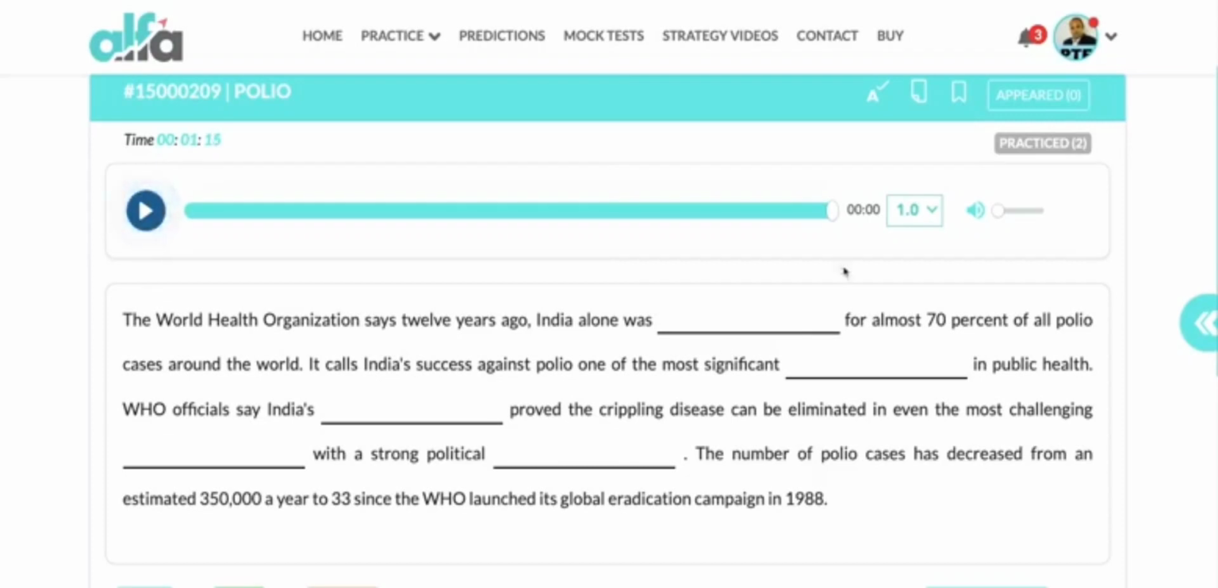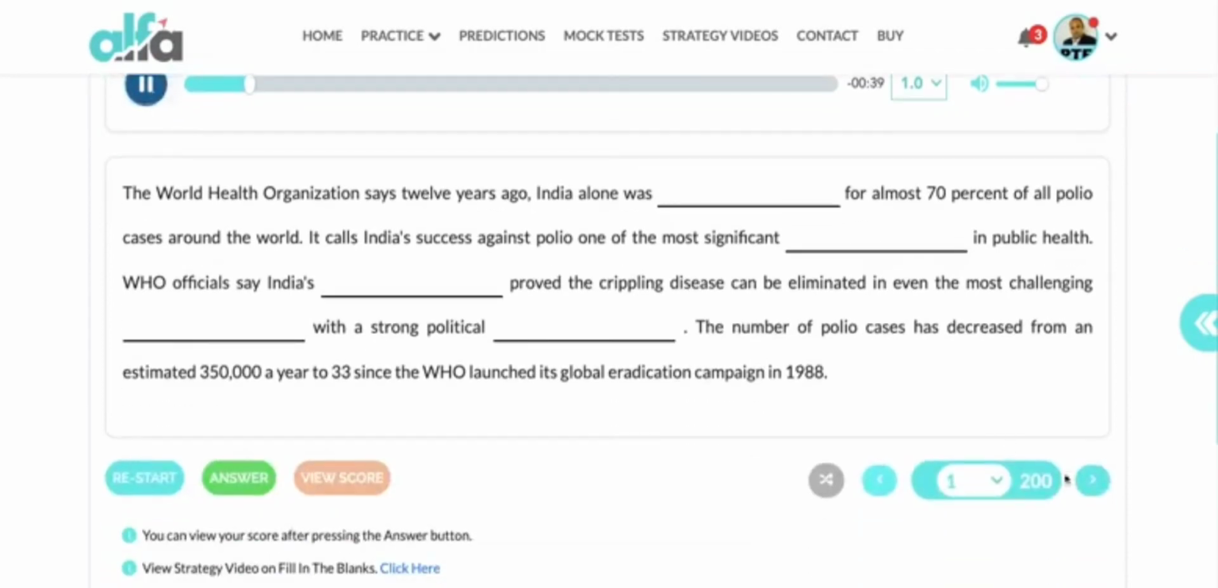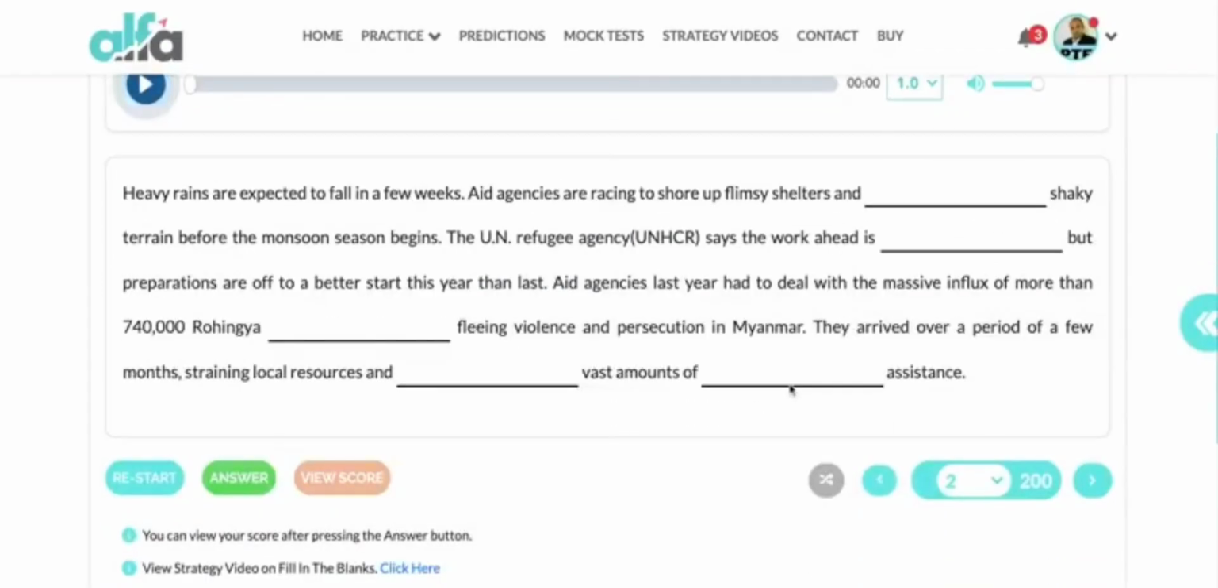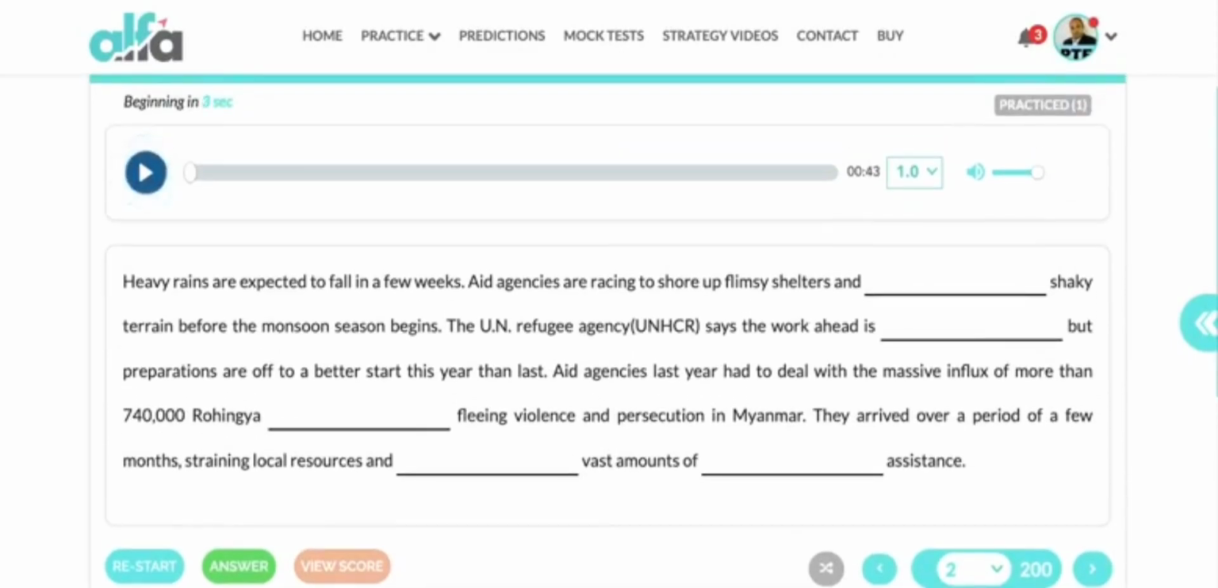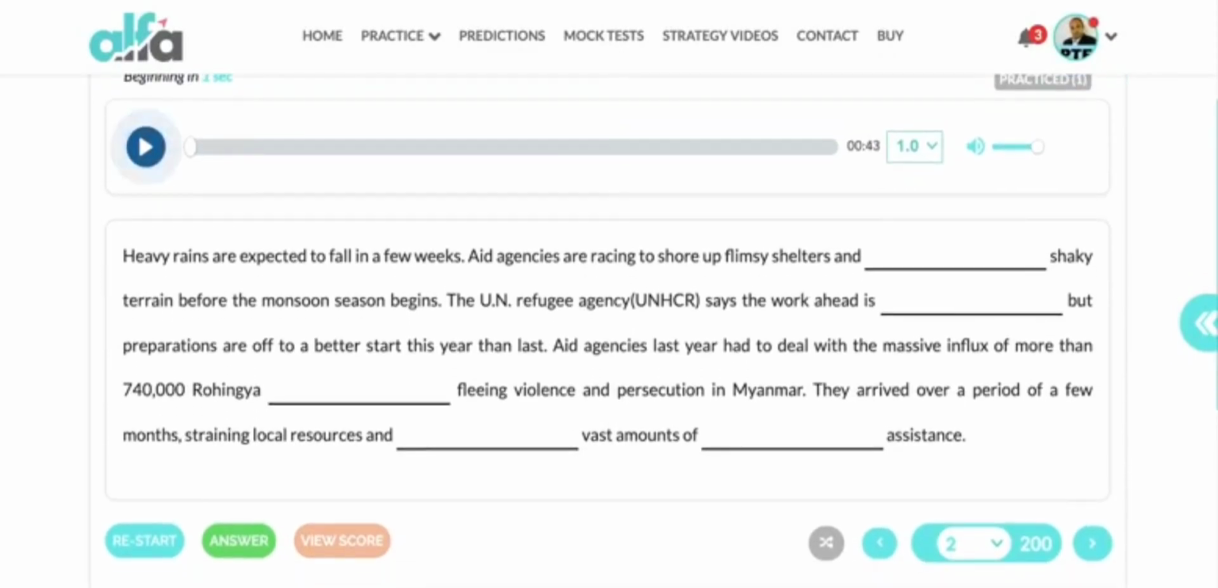I will play the audio for you. So audio, so we'll just put the second version. Okay, so keep an eye on the screen and try to get the words.